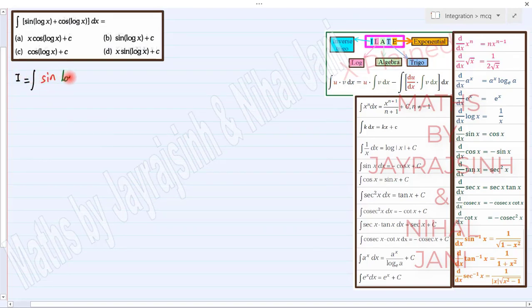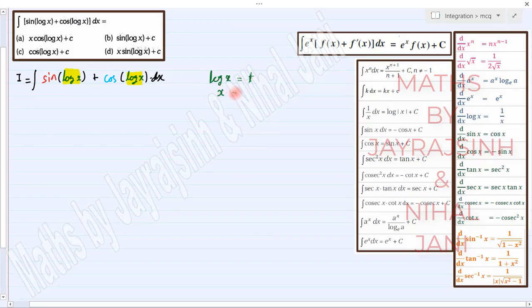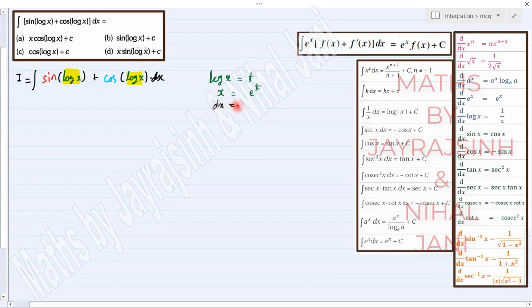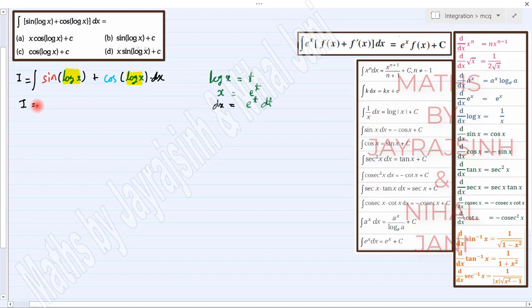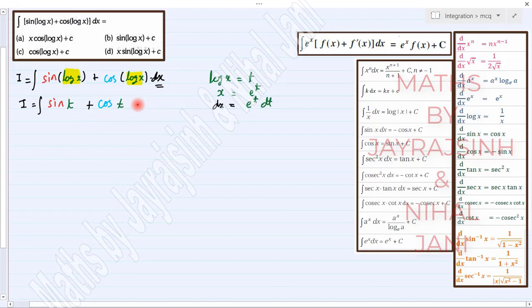Here we have to integrate sin log x plus cos log x. Here your inner function is log x. So let's assume log x is equal to t. So you will get x is equal to e raised to t. Differentiate both the sides, we will get dx is equal to e raised to t dt. So let's modify our integration. We will get sin t plus cos t, and your dx is nothing but e raised to t dt.